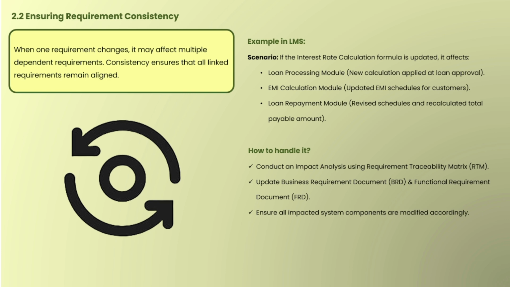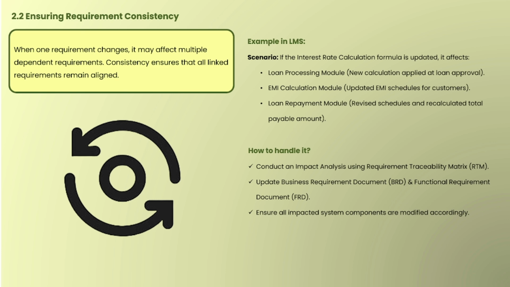Now next is ensuring requirement consistency. When a requirement changes, it may affect multiple dependent requirements. Consistency ensures that all linked requirements remain aligned. It is quite simple: when it changes, its dependent requirements also get changed. So we want consistency, and that is nothing but maintaining requirements. In maintaining requirements, we ensure that consistency is maintained.